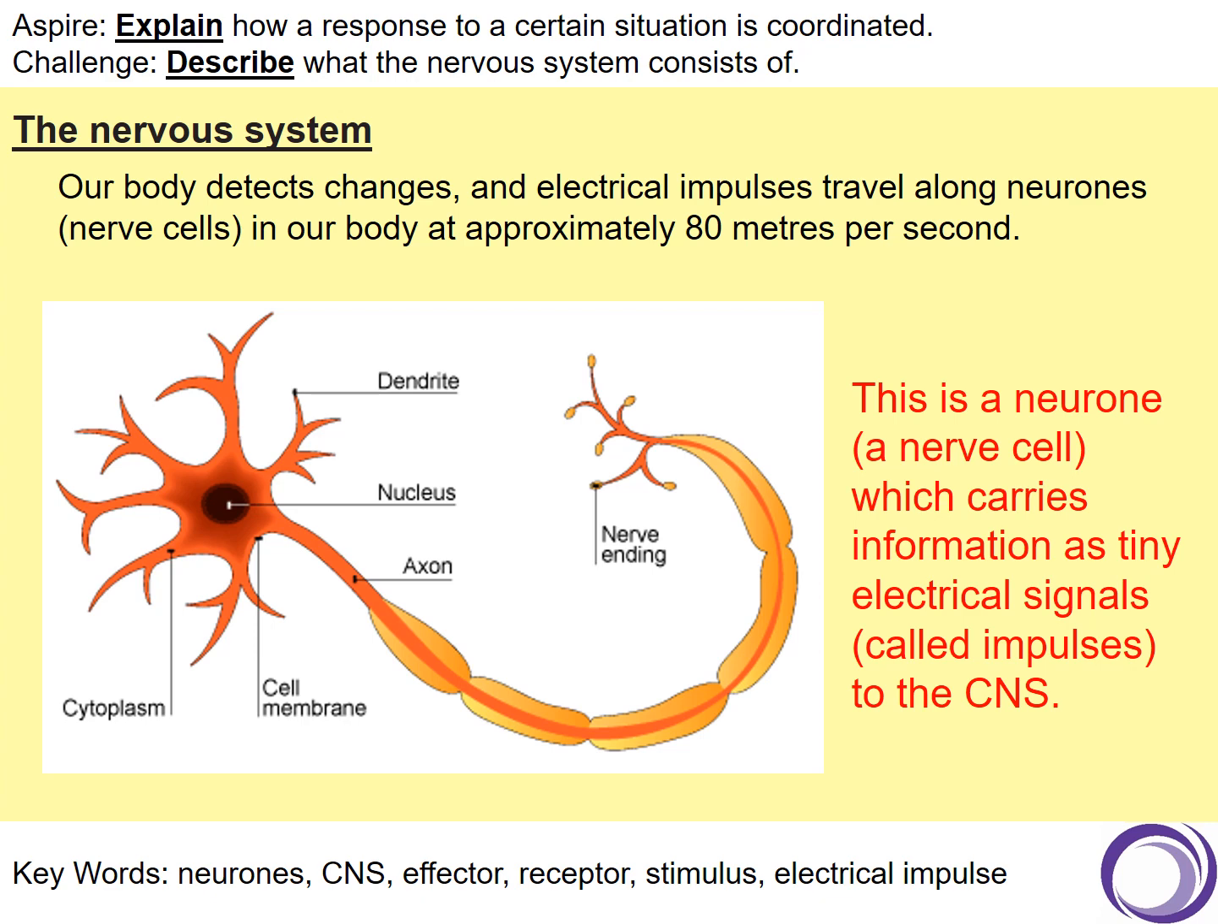And what happens is our bodies detect changes in our environment, and then electrical impulses are then running up and down these neurons. And they then carry these electrical signals to our CNS, and a response is coordinated. Now, these electrical impulses are running up and down our neurons extremely fast. They are traveling at a speed of around 80 meters per second, which is incredibly fast.